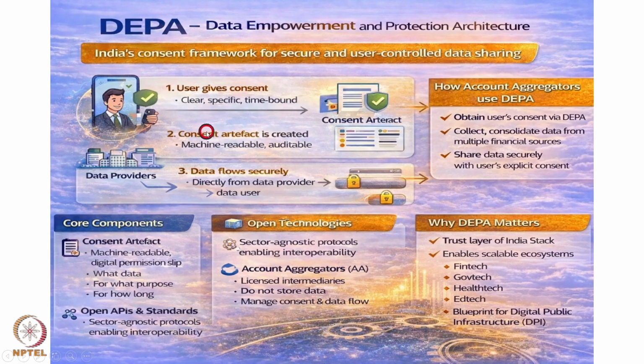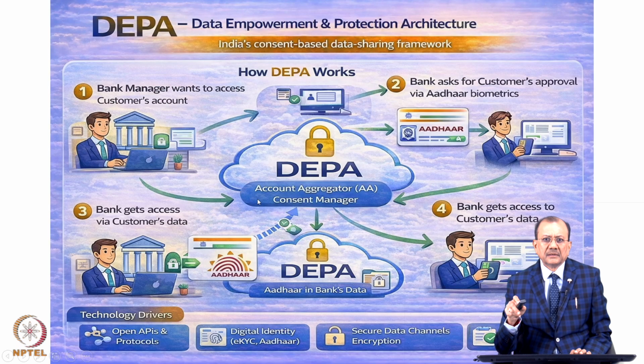So, how does it work? The user gives consent, a consent artifact is created, and data flows securely. We will learn this with the help of one example in the subsequent slide, how DEPA functions. Let us first learn that. We are seeing here an example. A bank manager wants to access a customer account.